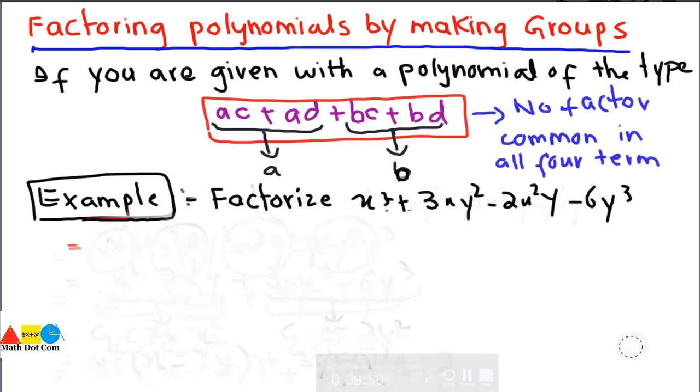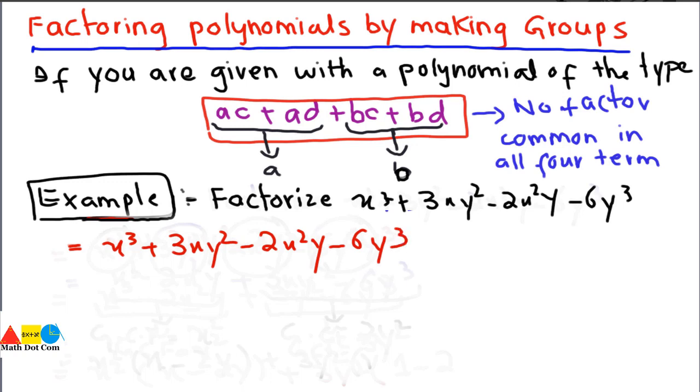So the example here is the polynomial x cube plus 3xy square minus 2x square y minus 6y cube. What you have to do is make the groups. Now how can you make a group? You have to look very carefully here. Can we make the group like this? Yes, we can, because in one pair the common factor is x and in the other the common factor is y.